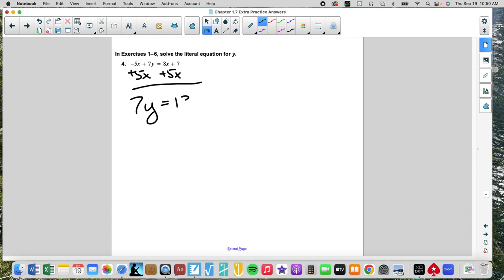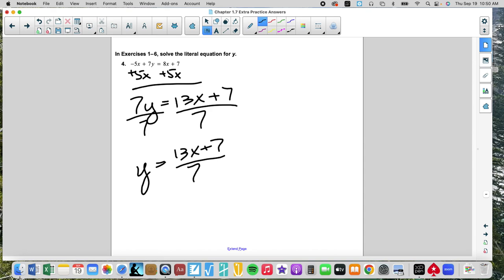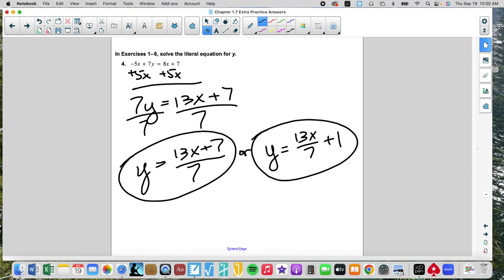7y equals 13x plus 7. And I'm going to divide by 7. You can get y equals (13x plus 7) over 7, or you would get y equals 13x over 7 plus 1. Both are okay. Don't give me "or" problems on an assessment.